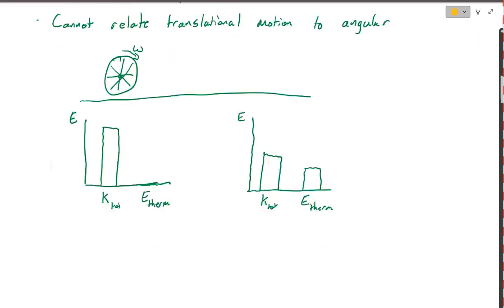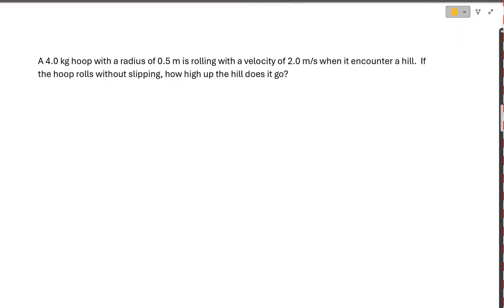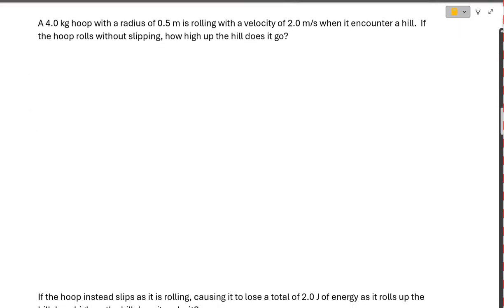So let's try a problem real quick. See if we can remember how to do these ones. So let's start without slipping. We have a 4 kilogram hoop with a radius of 0.5 meters rolling with a velocity of 2 meters per second. When it encounters a hill, if the hoop rolls without slipping, how high up the hill does it go?